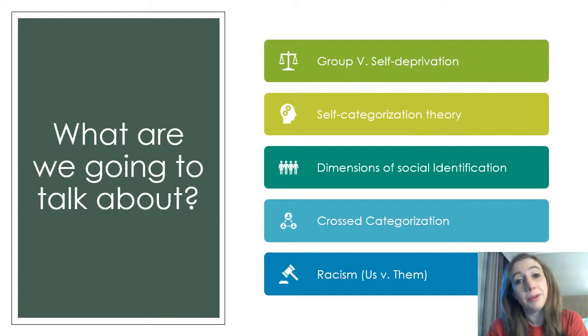Alright, so I said we were going to spend the next 15 minutes together, so what are we going to talk about during those 15 minutes? We're going to talk about group versus self-deprivation, self-categorization theory, dimensions of social identification, cross-categorization, and racism, so that us versus them perspective.